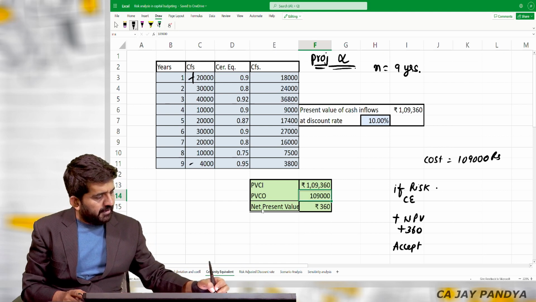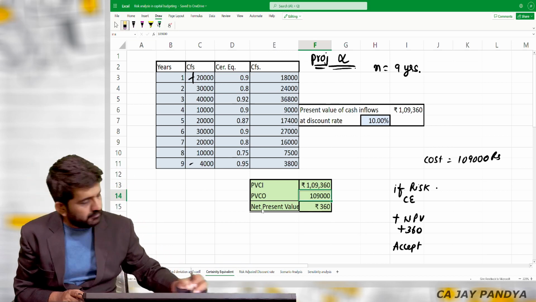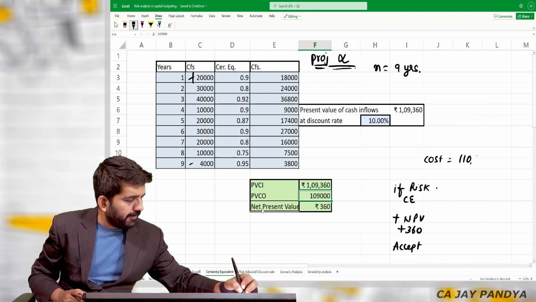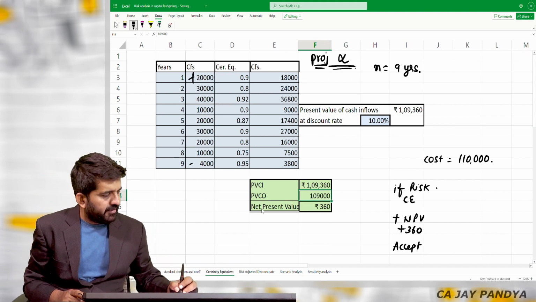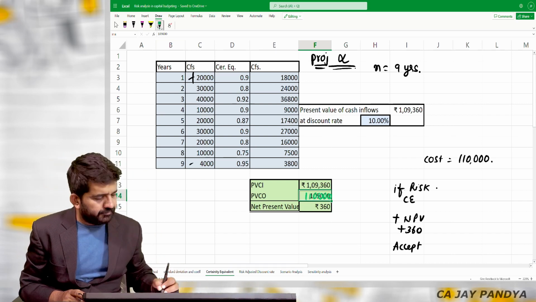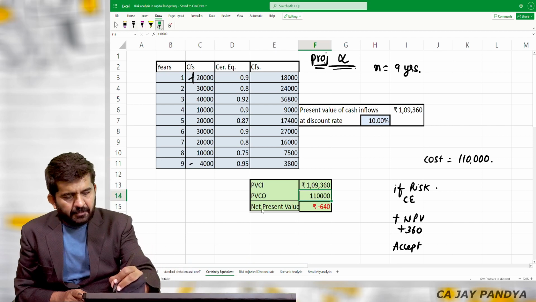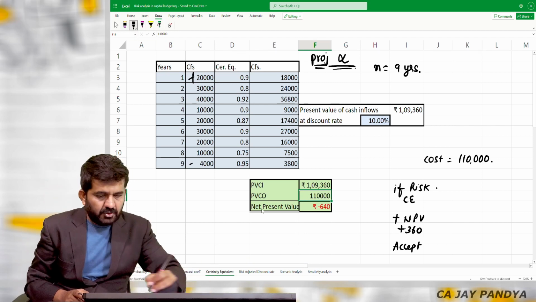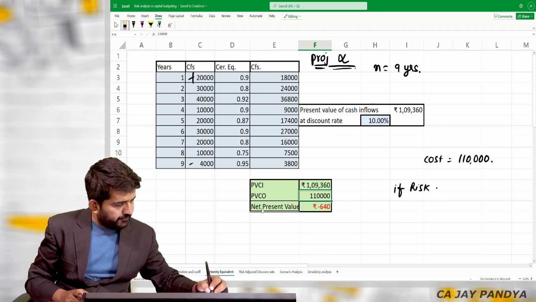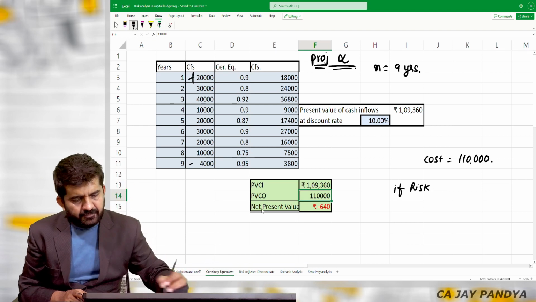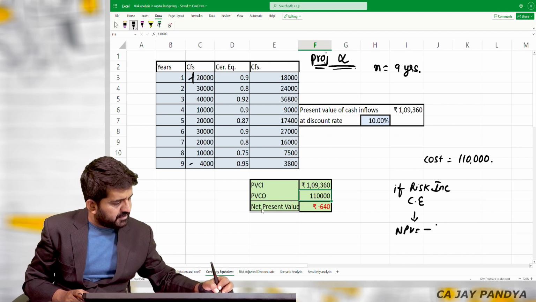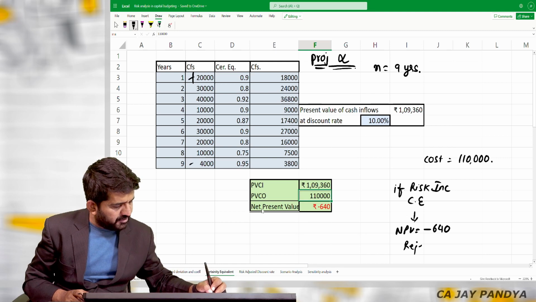So let me take the cost as 1,10,000. So I need to convert this to 1,10,000. And so what is my NPV? NPV is negative if risk is incorporated. In certainty equivalent, NPV is negative 640 and we will reject the project.